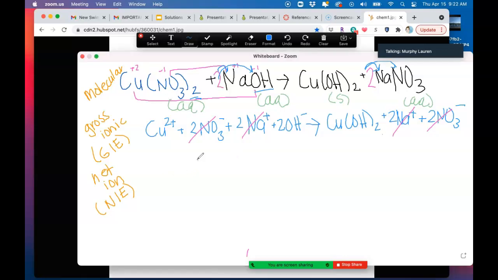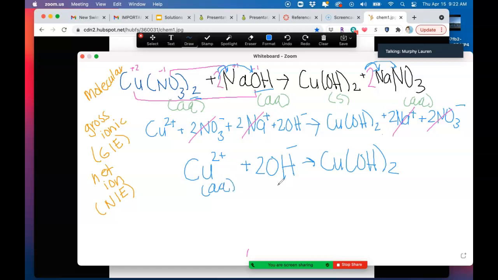Okay, so I'm going to write it, and you tell me if this is right. No, what's wrong? I forgot the charges. You can't just leave out the charges. Okay, what state of matter are all charged particles? Aqueous. All charged particles are aqueous. And then this guy was my precipitate, so it's a solid. So this is my net ionic equation.